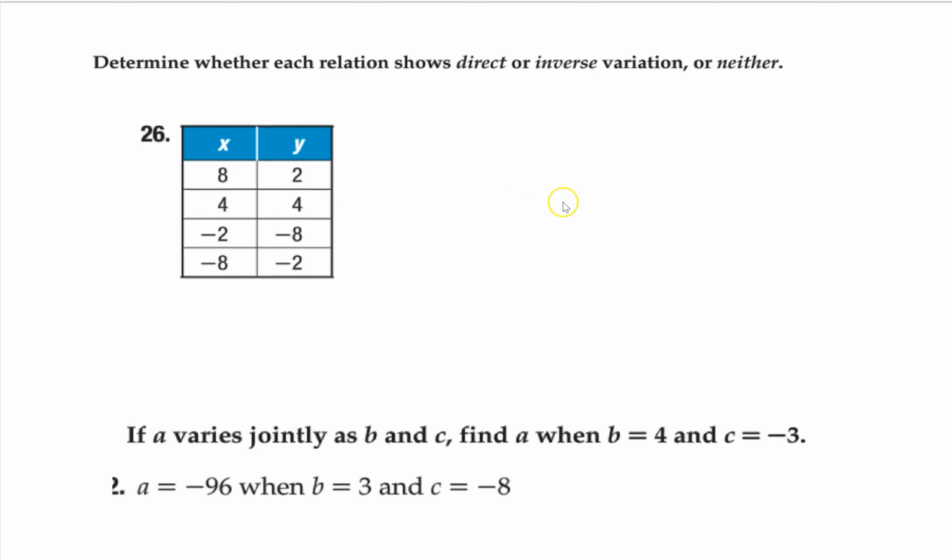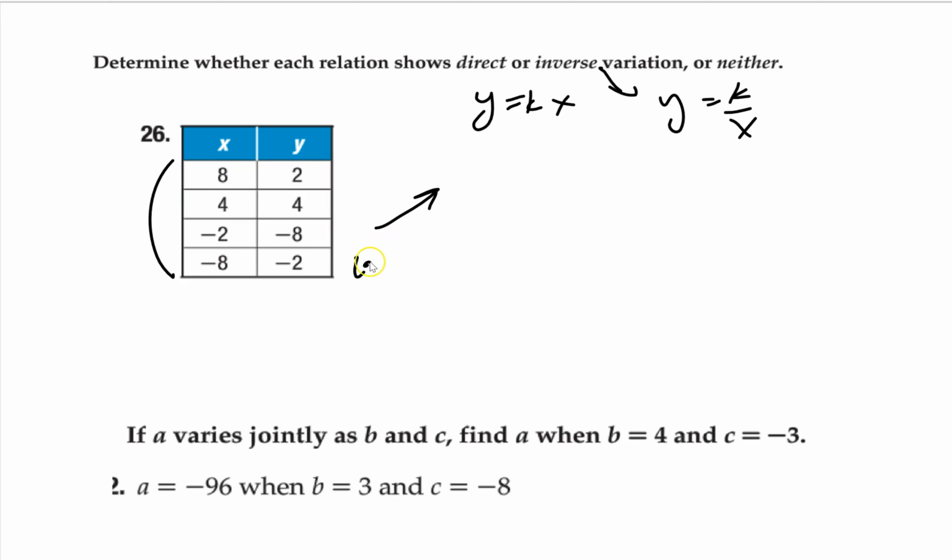This next one. Determine whether this shows direct variation, inverse, or neither. So remember, direct variation is this. Inverse is this. And neither will be none of those two. Right? So how do we do this? Well, what you want to do is plug a few of these in to see if you get a constant K. Let me show you what I mean. So let's do this one first, right?